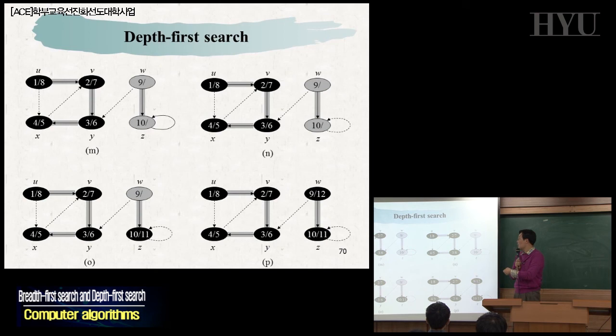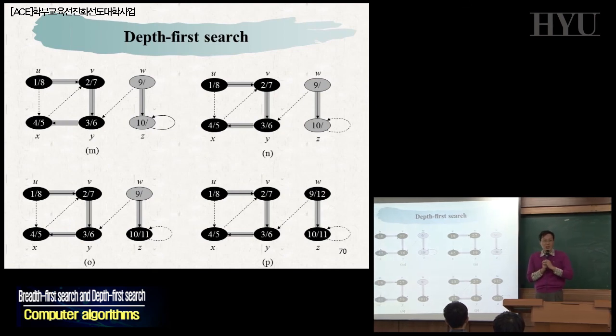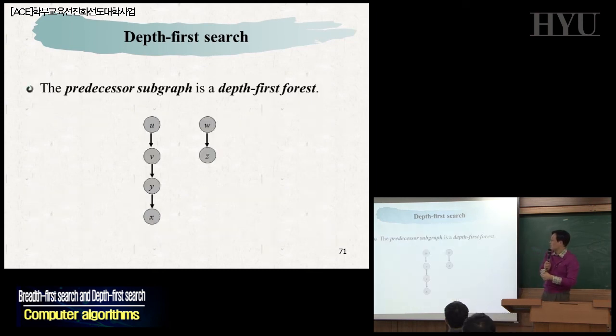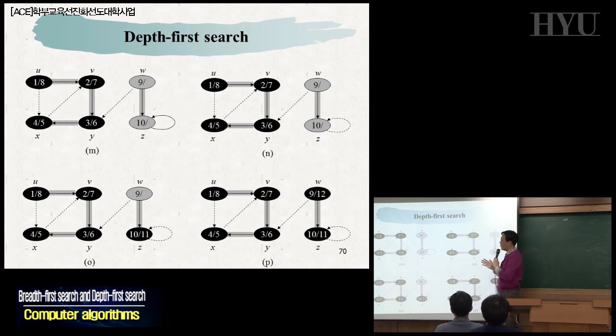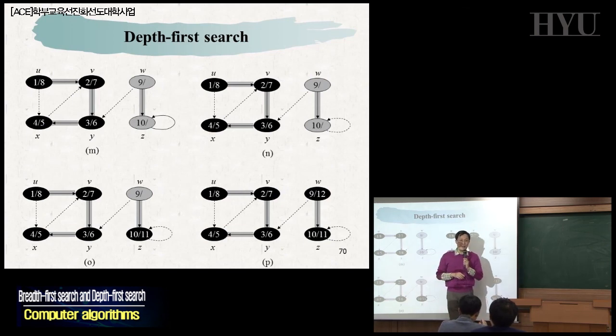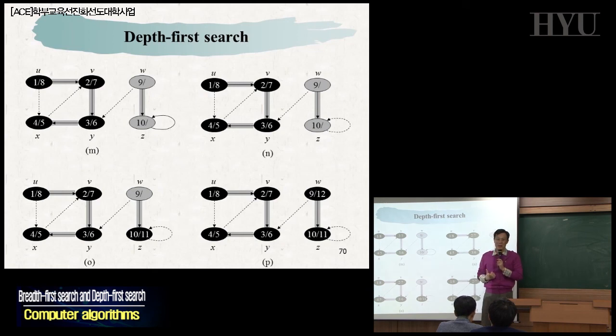Yes, because the graph was disconnected. We cannot create one tree. They can be separated. That's why it is a forest. Okay, up to now, you understand the basics of the DFS. I think you already studied DFS in the data structure course, but I don't think you learned the timestamp of the DFS, and this timestamp is very important. If we use the timestamp, we can do a lot of things with the DFS.